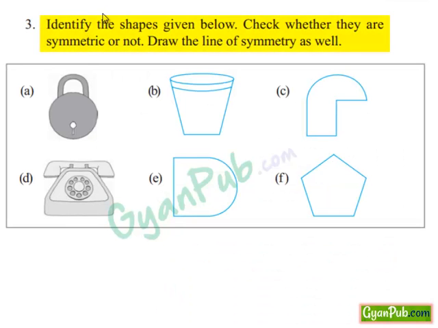The given question is, identify the shapes given below. Check whether they are symmetric or not. Here are the given shapes. Draw the line of symmetry as well. Here they were given different shapes for us, and they were asked to find whether these objects are symmetrical or not, and also to draw the line of symmetry.